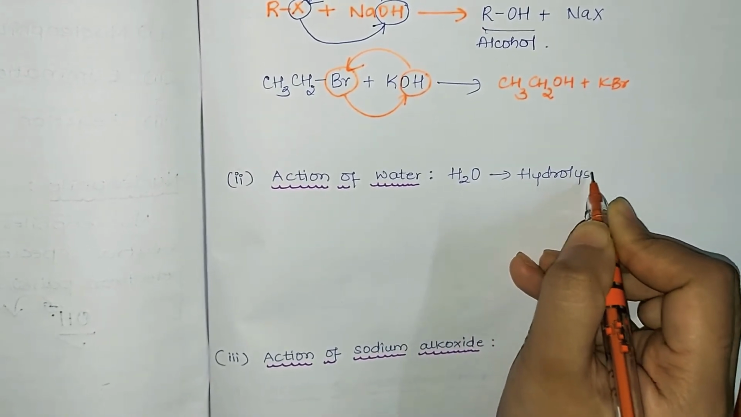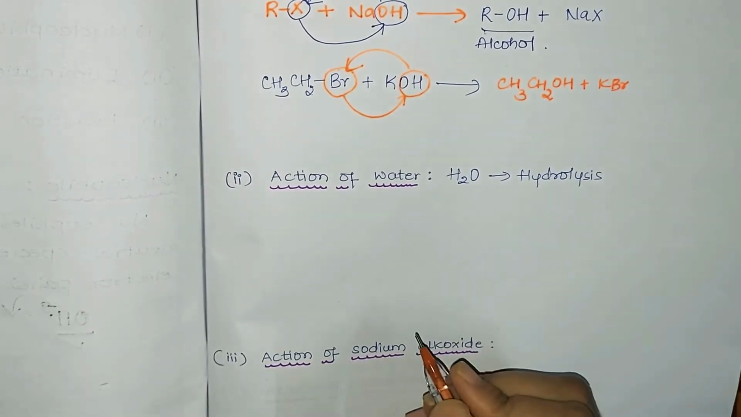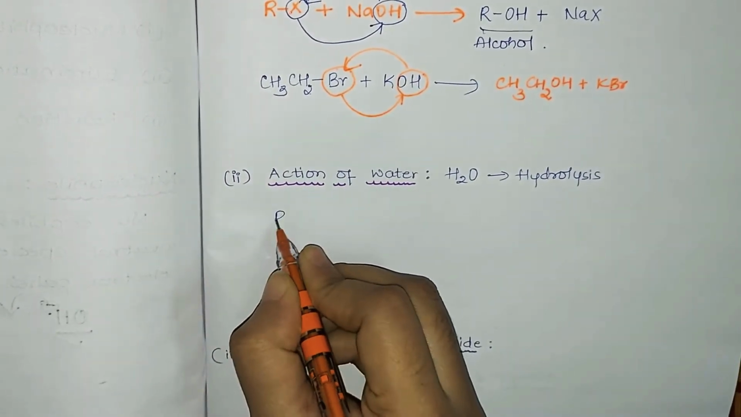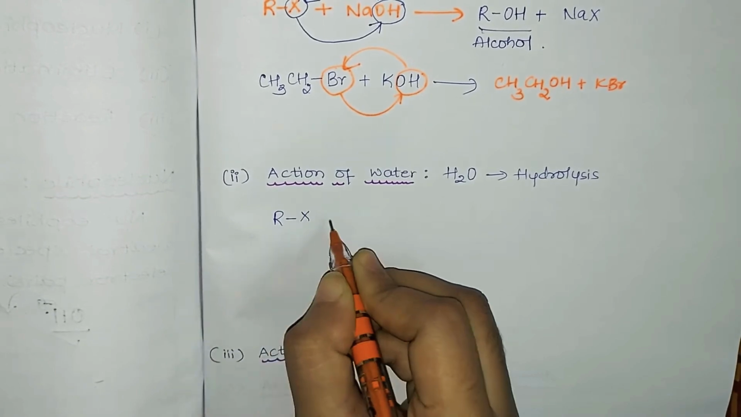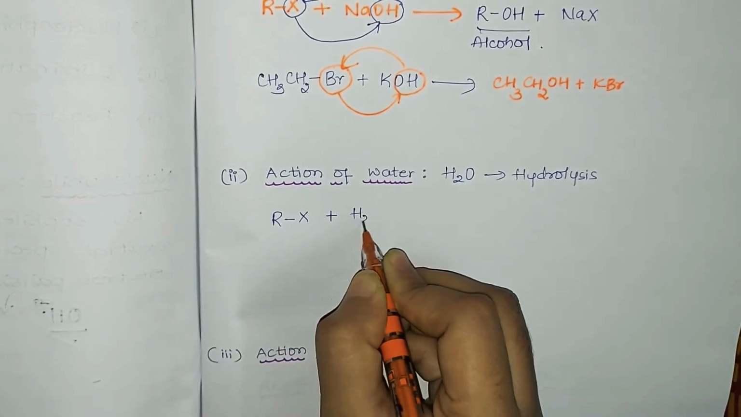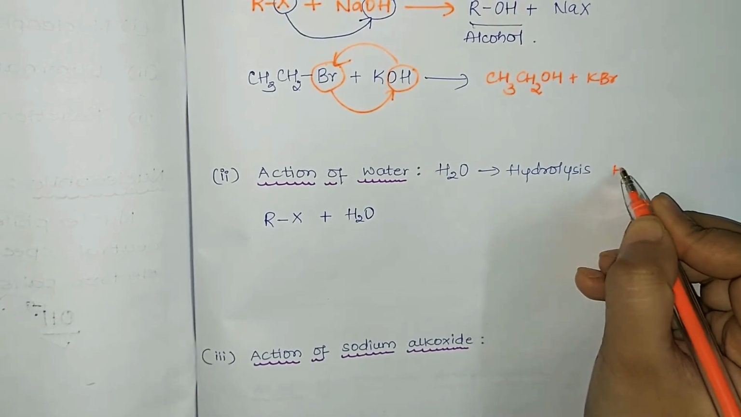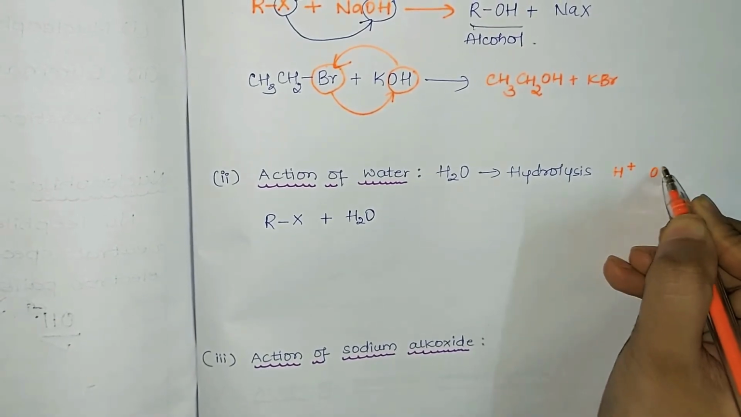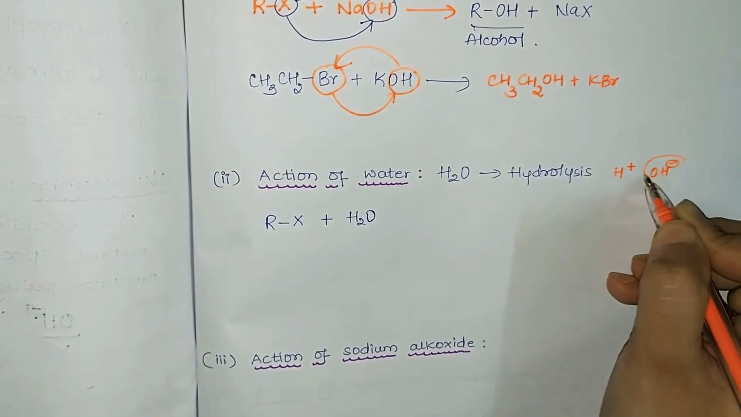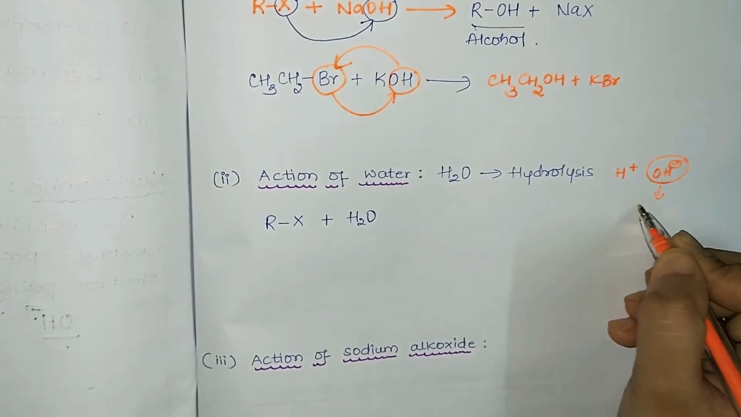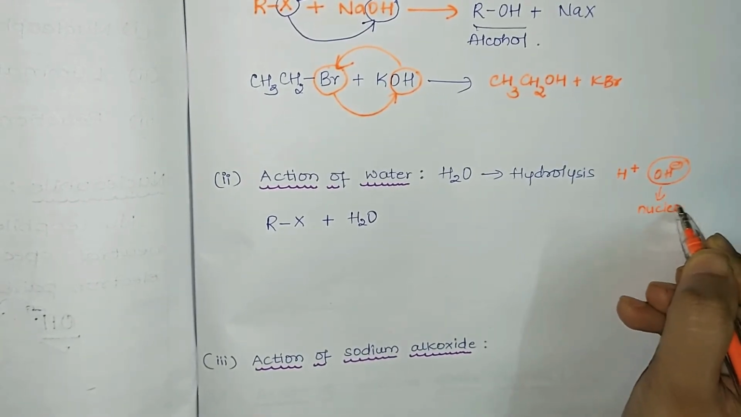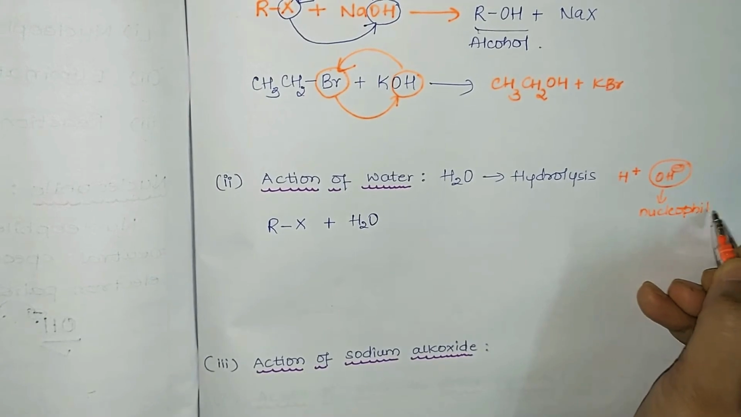So let us consider an example. When an alkyl halide RX, where R is alkyl and X is halide, reacts with water, that is H2O, let us see which is the nucleophile present in water. Water has H plus and OH minus ion. So OH minus ion will act as what? Nucleophile. So here, which is the nucleophile? OH minus.